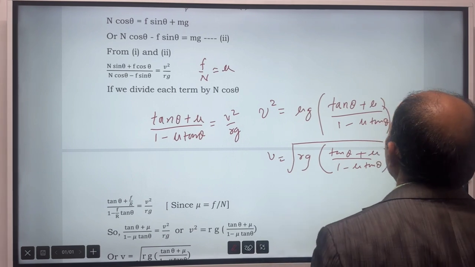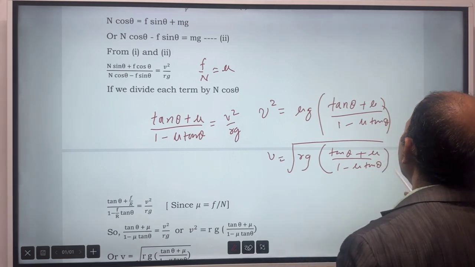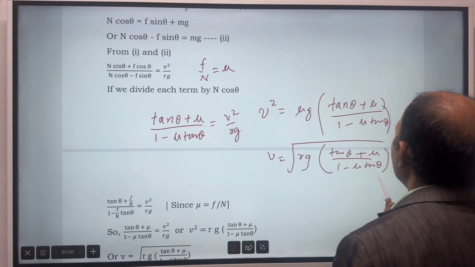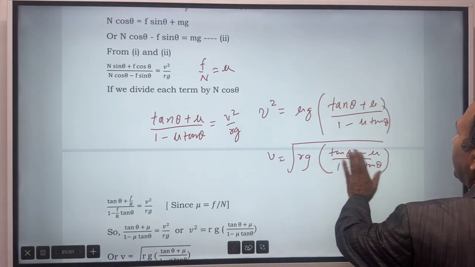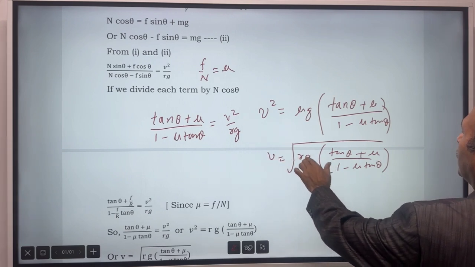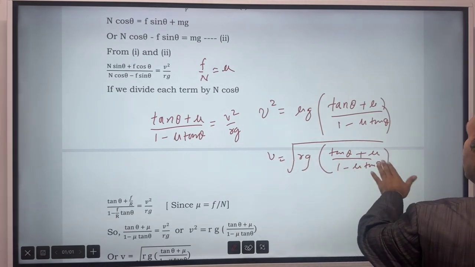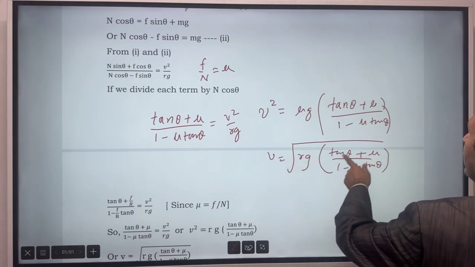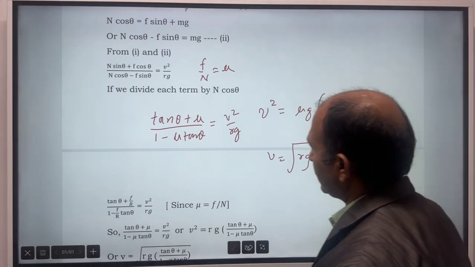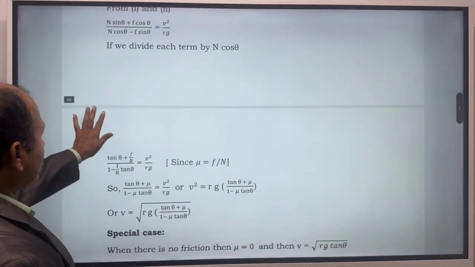Now we can consider the situation. If theta is 0, then what happens? If mu is 0, then what happens? If theta is 0, then the tan theta term will vanish, so we will get v equal to root of rg times mu. And if mu is 0, then this term will vanish, and we will get v equal to root of rg tan theta. So these are the two cases. So I think you have understood.